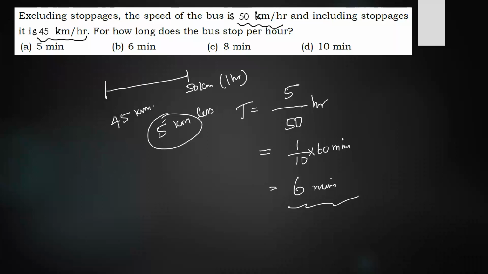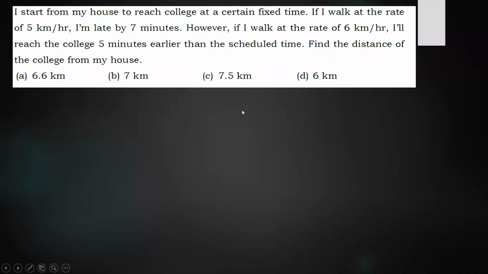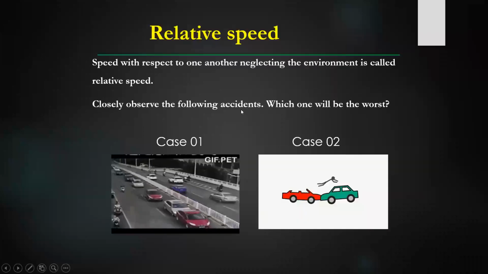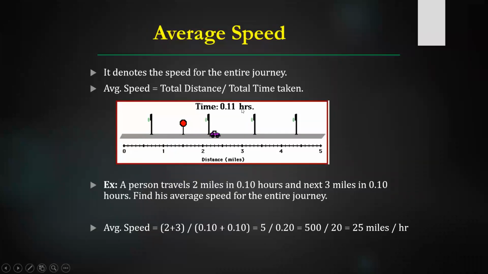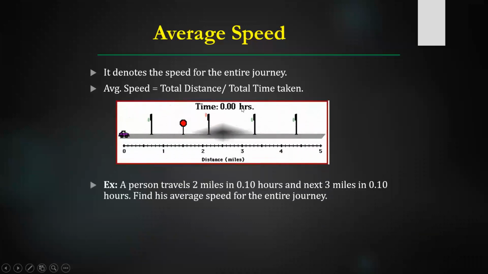Now we are moving to the average speed. So for average speed, suppose you have different distance and different time taken, then you can find it like this.